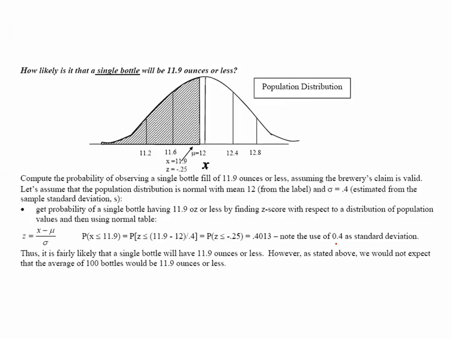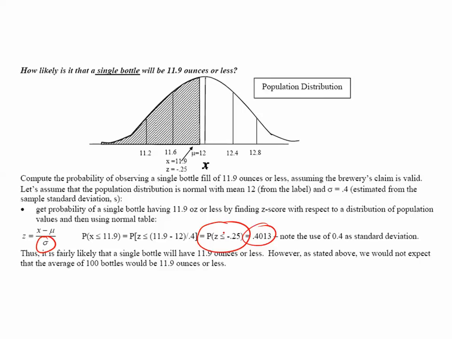Now, what would happen if we only sampled one bottle and we found that it was filled to 11.9 ounces? What is the probability of getting one bottle at 11.9 ounces or less? Well, we can see the difference here is that the standard deviation that we use is 0.4 instead of 0.04, which is the standard error. And so we find that the z-score is only negative 0.25, not 2.5. On a standard normal distribution, that would mean that even if we assumed that the mean was 12, about 40% would be 11.9 ounces or less.